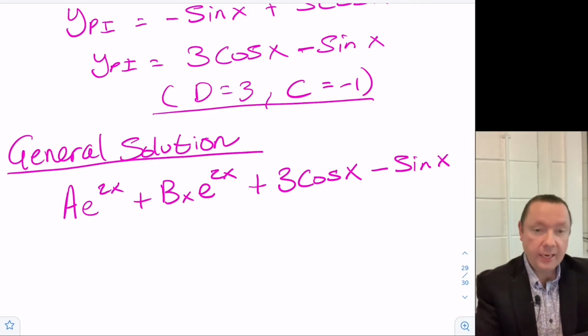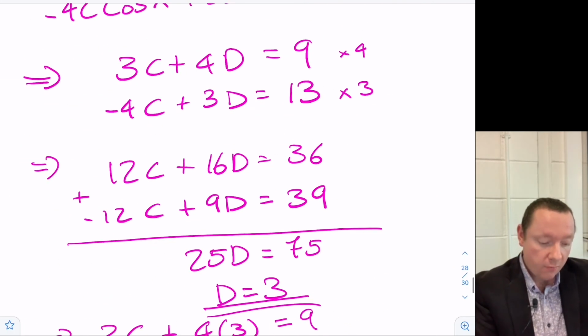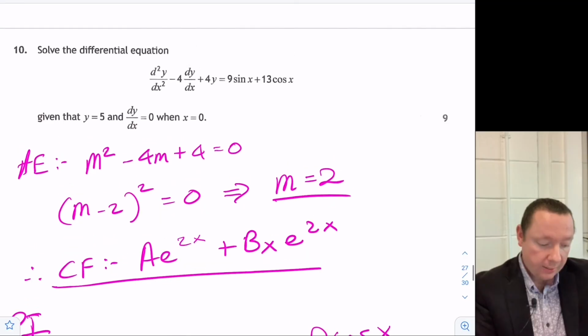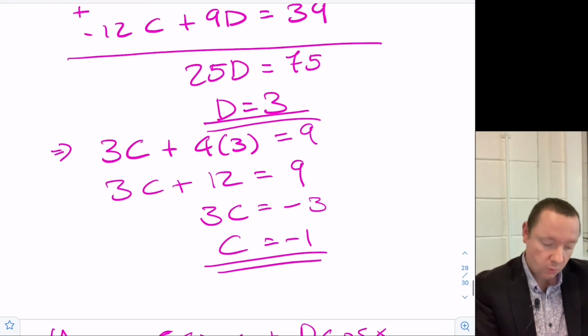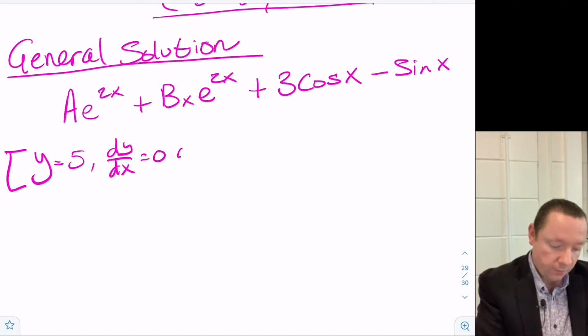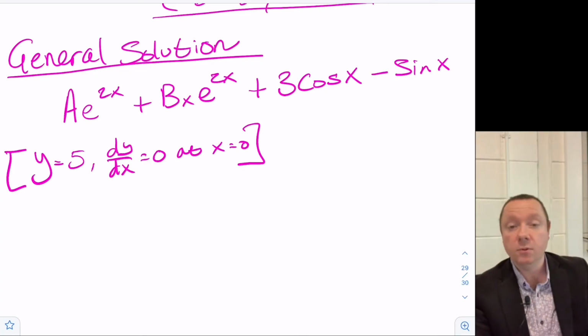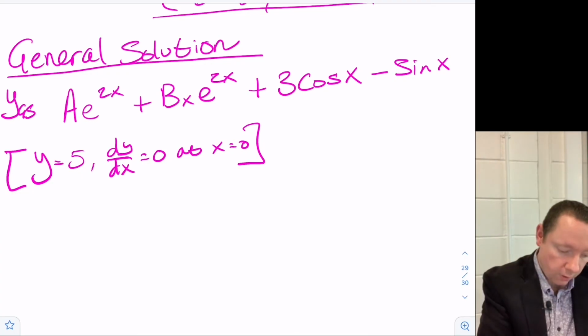Okay, so let's find our a's and b's by differentiating this and recalling what the question actually told us at the start. If we go back, y equals 5 and dy by dx is 0 when x is 0. So we know this. Let's just take a note of that, just to keep us right. y equals 5, dy by dx equals 0 at x equals 0. So if we differentiate it, we should substitute in and find a value now for a and b. So we'll just call that our general solution.